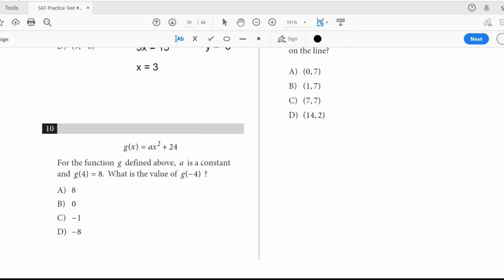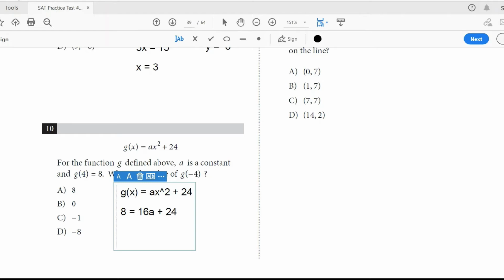Okay, moving on to question number 10. Looking at this, it's quite new compared to all the other questions. So what we do is we first write down what g of x is, the whole question first. Our goal is to first find out what a is, and then substitute to find out what x is. Since we have g of 4 equals 8, that means x equals 4 when this portion equals 8. So if we put in x equals 4, we'll just make that 16 because it's much simpler to write down. 16a plus 24 equals 8.